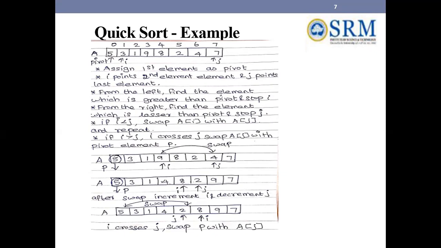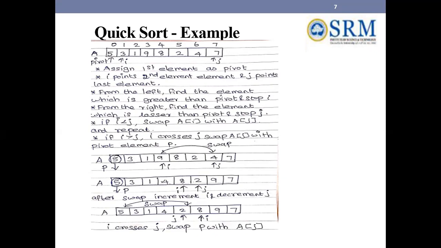So 3 is less than 5, increment I. Again 1 is less than 5, increment I. Again see 9, which is greater than 5. In that case, stop I. Then from the right, search for the element which is less than the pivot. So 7 is greater than 5, so decrement J. 4, which is less than 5.